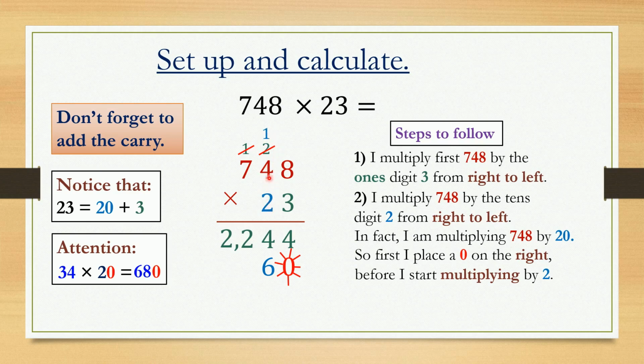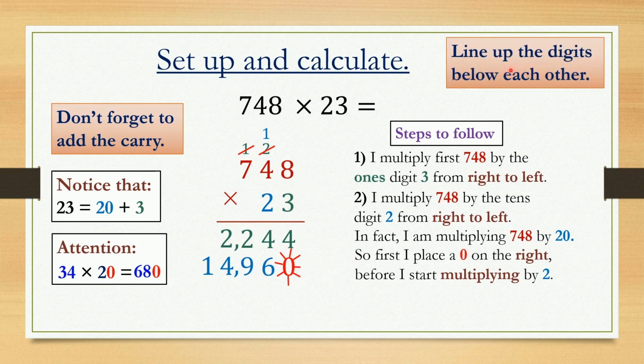Now I multiply 2 by 4 is equal to 8 plus 1. So don't forget to add the carry. 8 plus 1 is 9. So I write 9 below the 2. We still have 2 times 7 is 14. I write 4, I carry 1, but we don't have any more digits. So I write the 1 by itself next to the 4. In the end, I place the comma to separate the thousands unit from the ones unit. So here be careful to line up the digits below each other correctly. And if I have a digit by itself, I need to write it by itself.